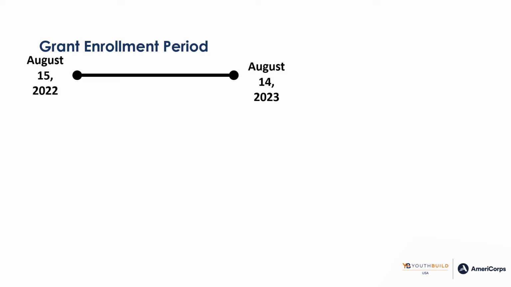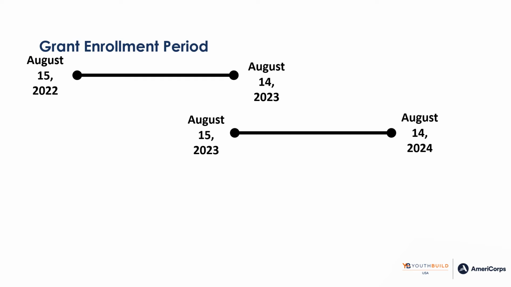Grant enrollment periods will never overlap. Here we see that when August 14th, 2023 rolls over to August 15th of 2023, then the 22-23 enrollment period ends and a new one begins for the new grant year 23-24.